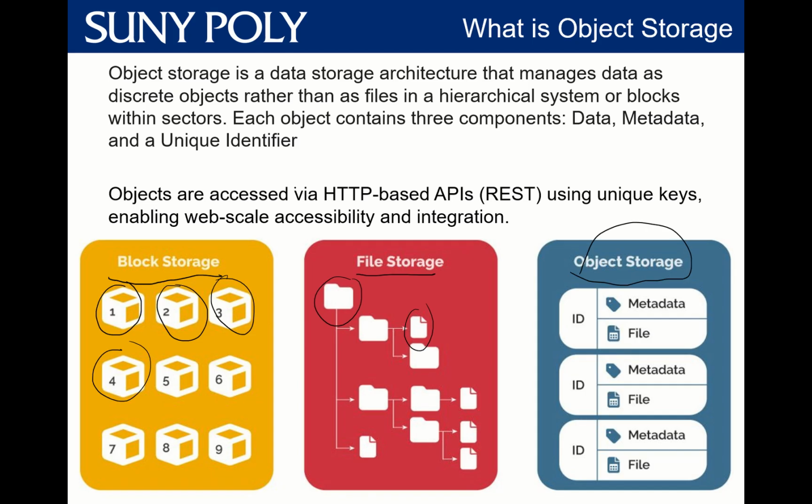Here, data is stored as discrete objects, and typically these objects will have three pieces of information. You have the data, of course, the metadata, which is the information about that piece of data, and there is a unique ID. So these are the three elements that we will have in the object storage.